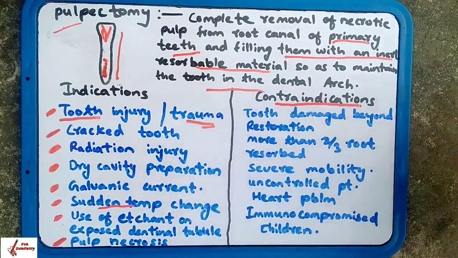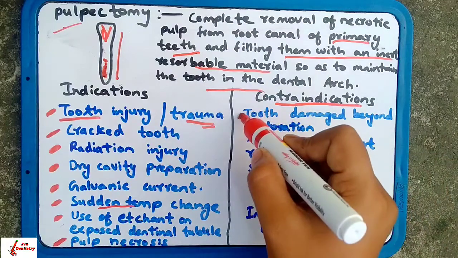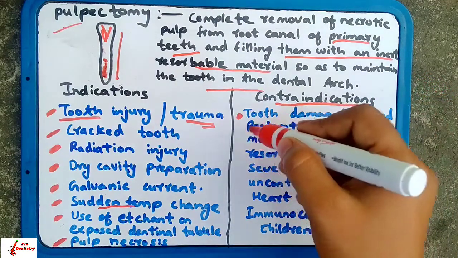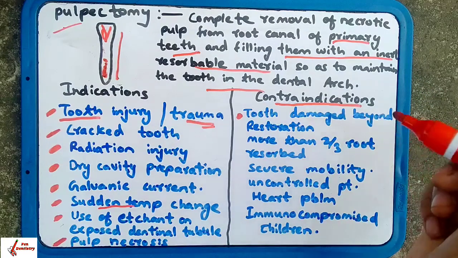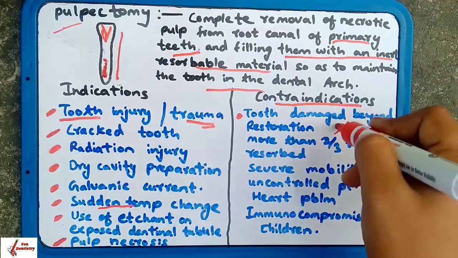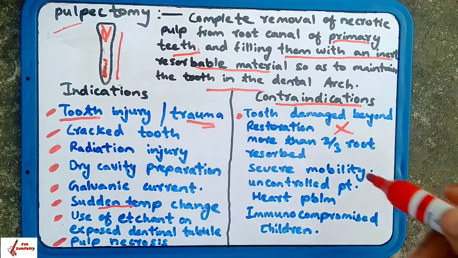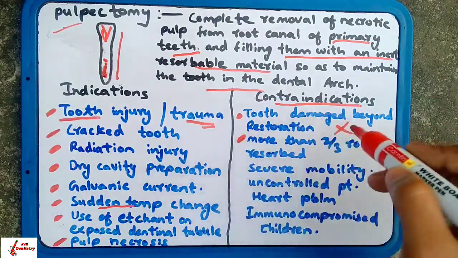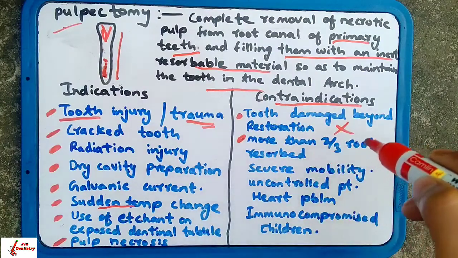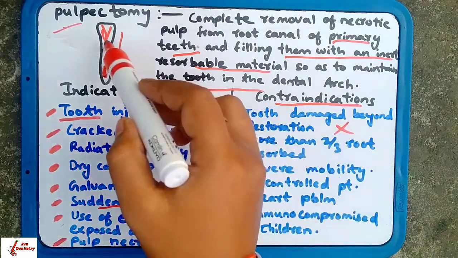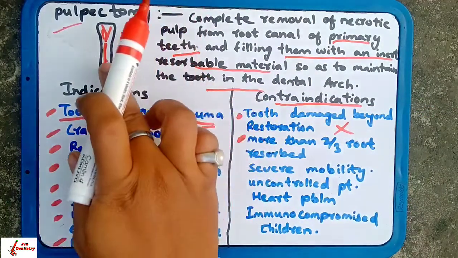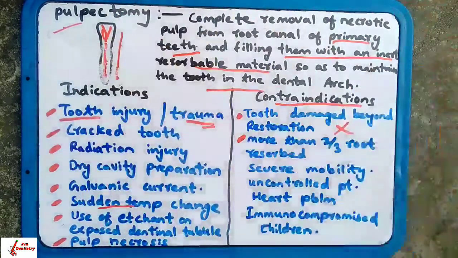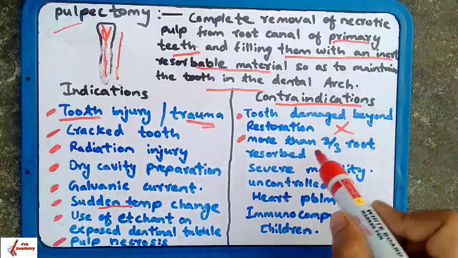What are the contraindications? Contraindications are when the tooth has damage beyond restoration. You are not going to do the pulpectomy. This is the contraindication. Then at last you are going to extract the tooth. If there is more than 2/3 of resorbed root, like this, then you're not going to do the pulpectomy.